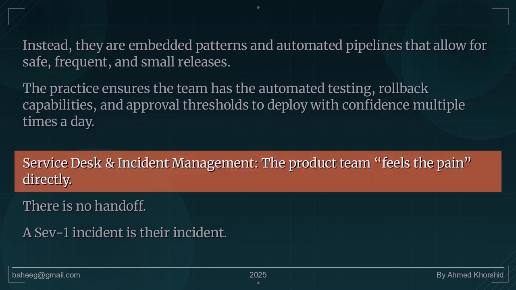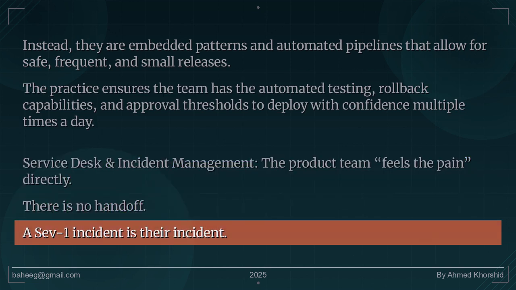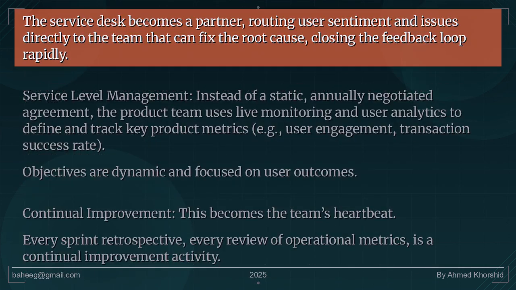Service desk and incident management. The product team feels the pain directly. There is no handoff. A SEV1 incident is their incident. The service desk becomes a partner, routing user sentiment and issues directly to the team that can fix the root cause, closing the feedback loop rapidly.